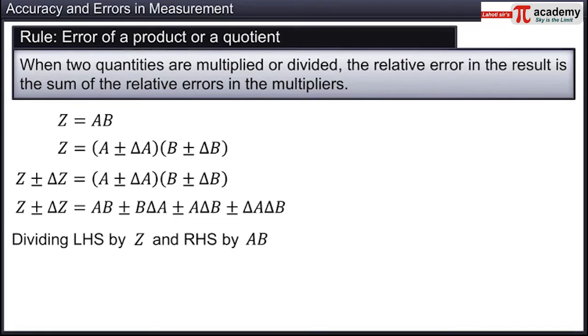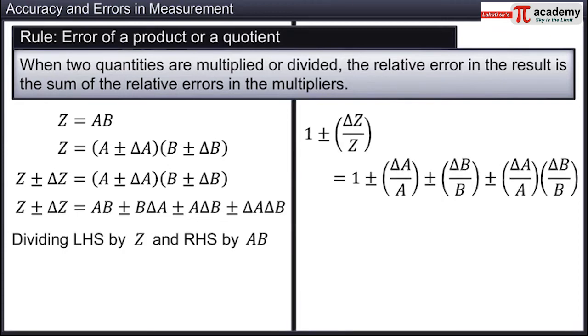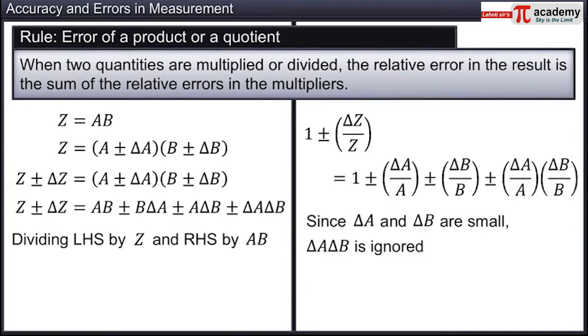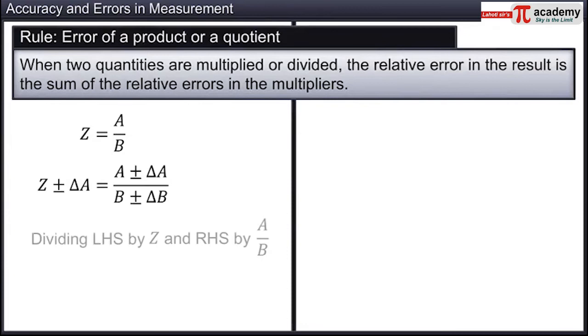Dividing left-hand side by Z and right-hand side by AB, we get 1 plus or minus delta Z by Z is equal to 1 plus or minus delta A by A plus or minus delta B by B plus or minus delta A by A into delta B by B. Since delta A and delta B are small, we shall ignore their product. Hence, the maximum relative error delta Z by Z is equal to delta A by A plus delta B by B. This holds true for division as well.